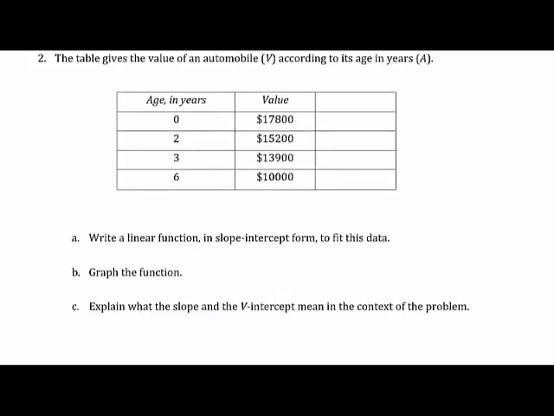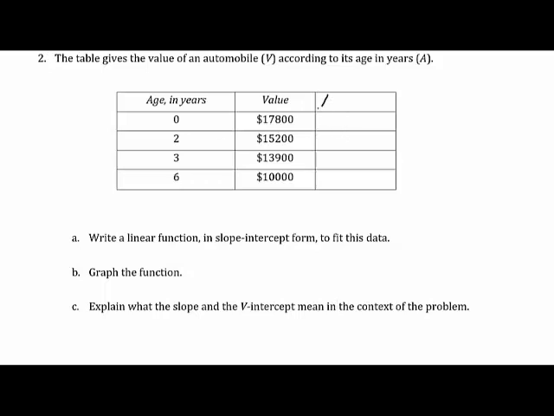So let's take a look at another example. The table gives the value of an automobile, V, according to its age in years, A. Okay, and so we can see 0 years, the value is 17,800. After 2 years, it's 15,200, etc. And so we want to write a linear function in slope-intercept form to fit this data. The first thing that I want to do is to ensure that this data would fall in a straight line. And so we're going to determine whether the rate of change is constant.